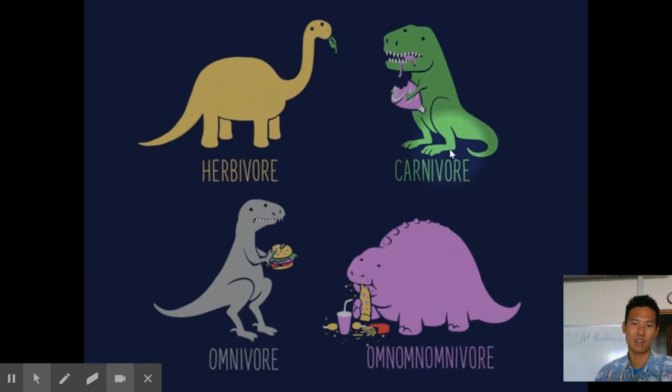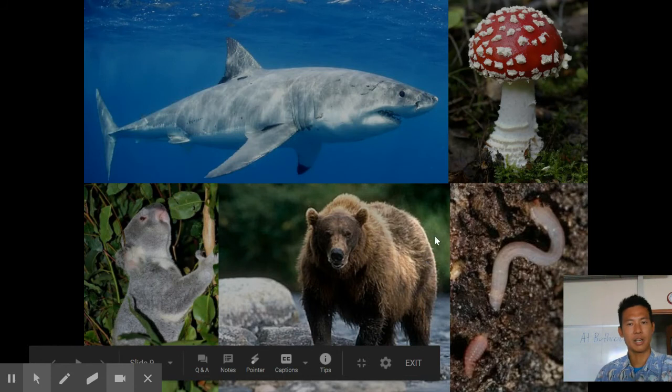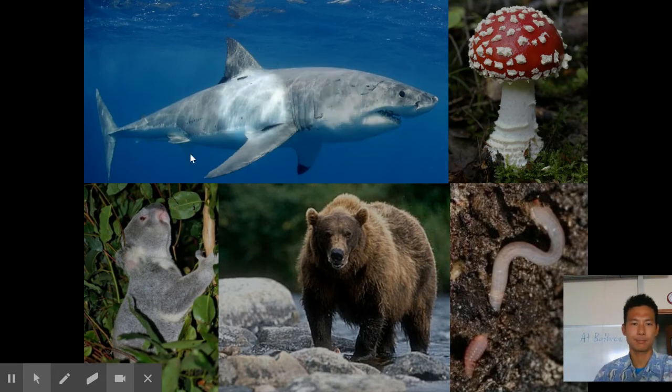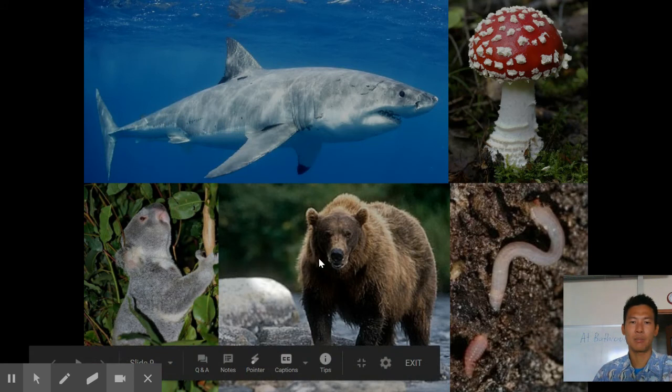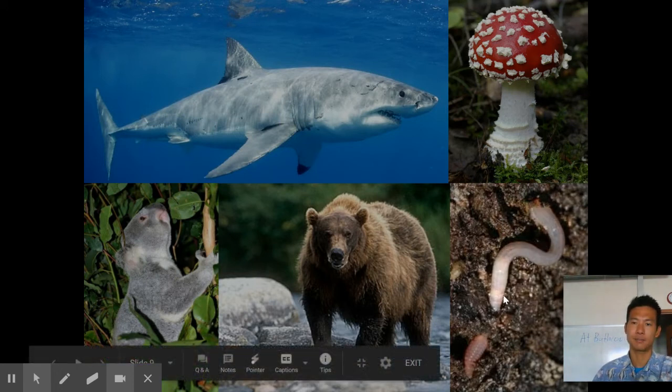Here's your herbivore, carnivore, omnivore. Here are some examples. The shark is your carnivore. Koala is your herbivore. The bear is your omnivore. Bears actually eat plants and animals, and fungi. You've got your fungi over here. That's the decomposer, and then the worm is your detritivore. Eats dead matter.